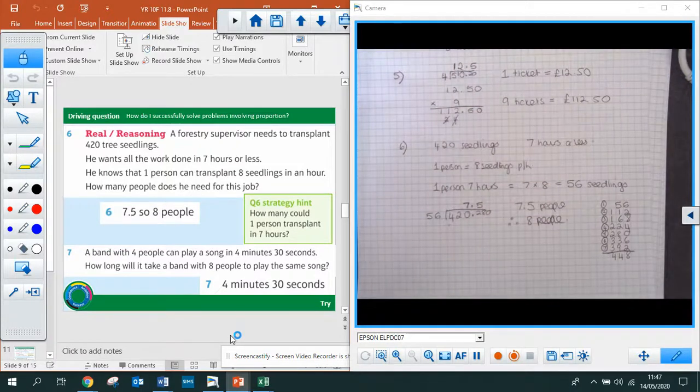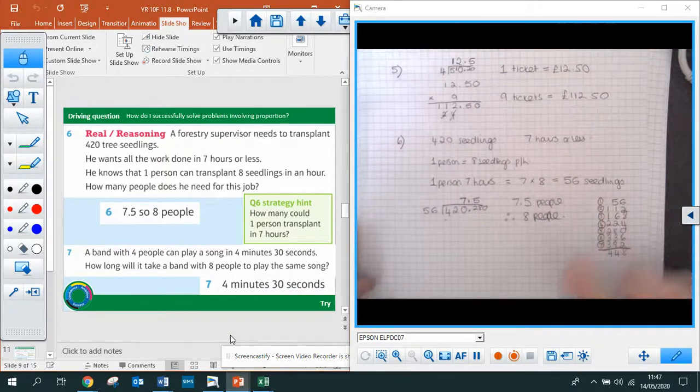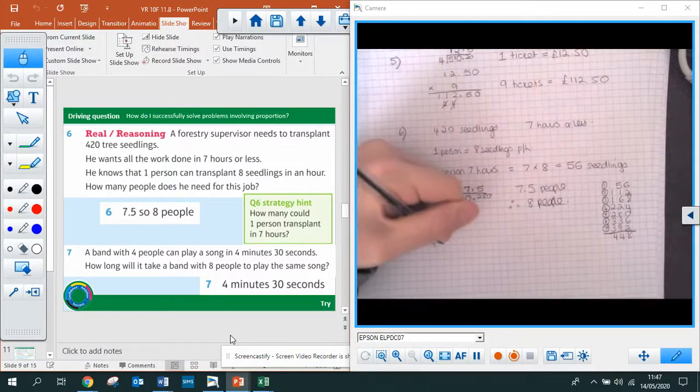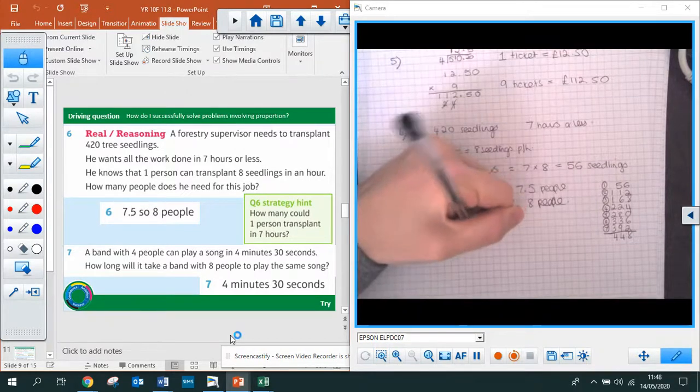It was a little tricky, but hopefully the hint helped you. And then question 7, this was a trick question really, it just required you to think. A band with 4 people can play a song in 4 minutes and 30 seconds. How long will it take a band with 8 people to play the same song? Well, the song length isn't going to change. They've just got more people, so it's still going to take 4 minutes and 30 seconds. It won't change.